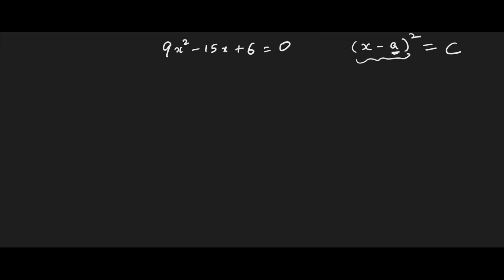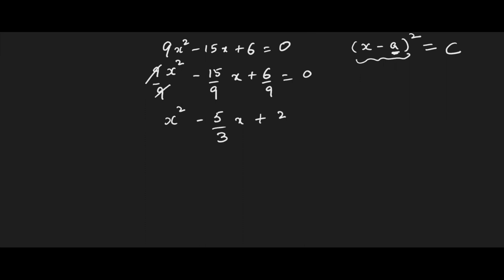Now to achieve that, the very first step is divide the entire equation by the coefficient of x square. So let's do that. It comes 9 gets cancelled, x square minus 5 by 3x plus 2 by 3 equals to 0. This was the first step. The first step is divide the entire equation by the coefficient of x square and we reach this step.